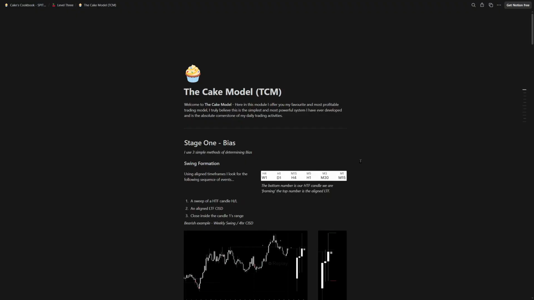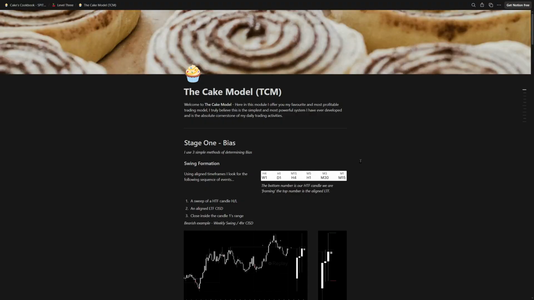Here in this module, I offer you my favorite and most profitable trading model. I truly believe this is the simplest and the most powerful system I have ever developed and is the absolute cornerstone of my daily trading activities. Okay, so stage 1, bias. I use 3 simple methods of determining bias.